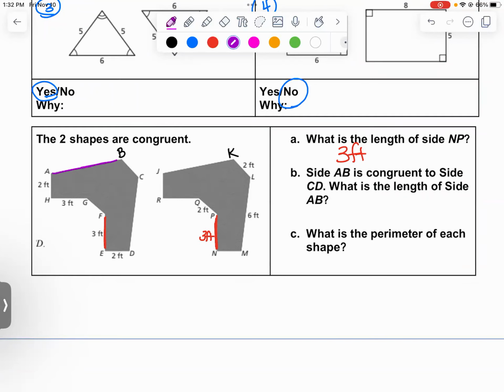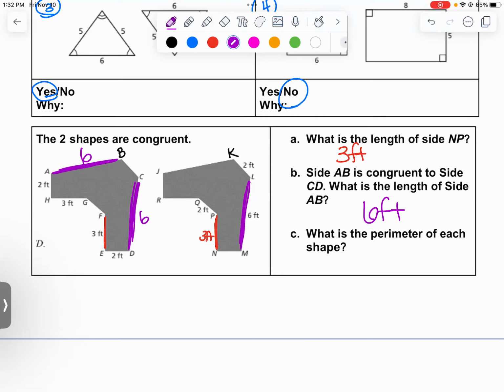Okay. AB is congruent to CD. So what I've highlighted in purple, those 2 sides are the same. I want to know what the length of AB is. 3 feet. Okay, Kaden, you got the last one. Somebody else help us. What is it, Tony? 3 feet. Reagan. It is 6. Notice how LM is 6. That means CD is 6. And if AB and CD are congruent, then AB is also 6 feet.